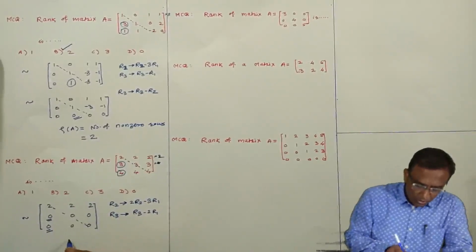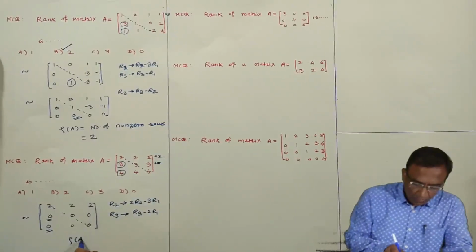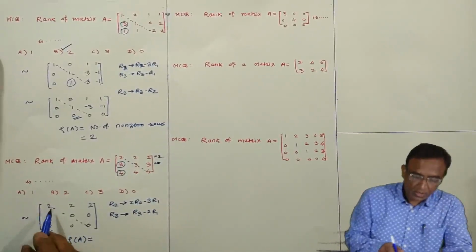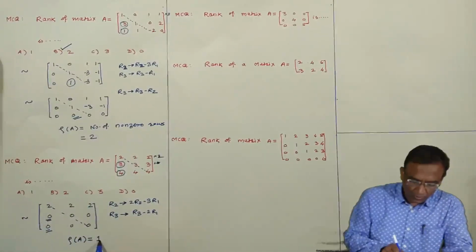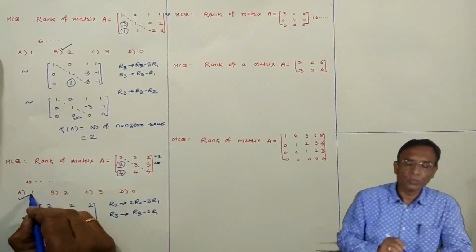Here the number of non-zero rows is the rank. The rank of A: how many non-zero rows are there? A single row. Rank of A is equal to 1. This is the correct answer.